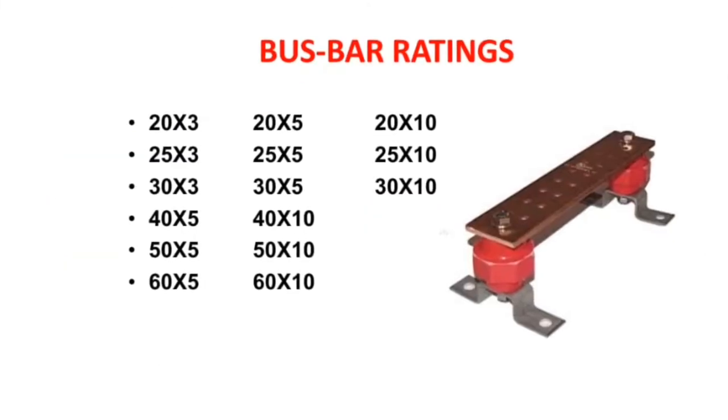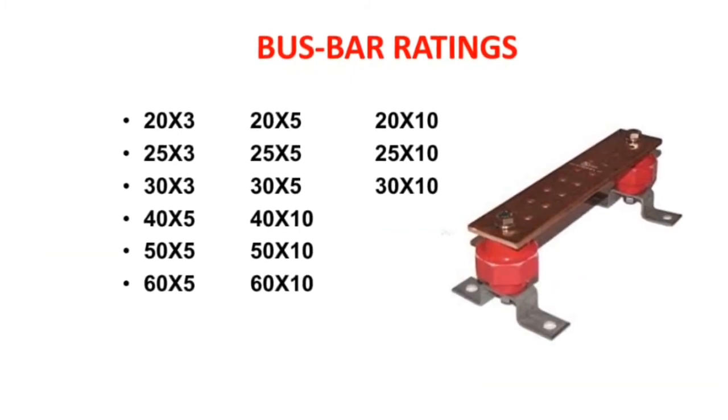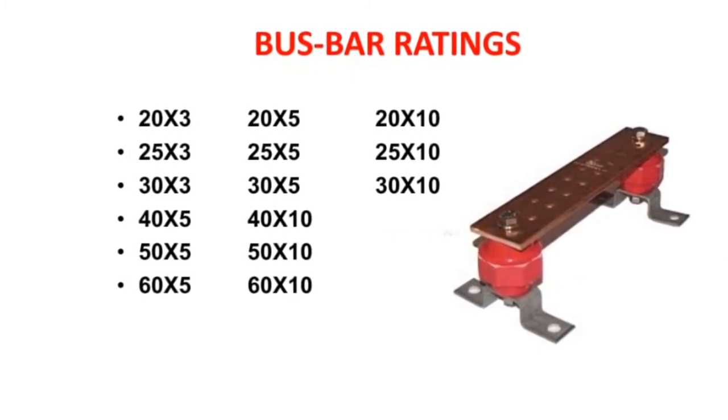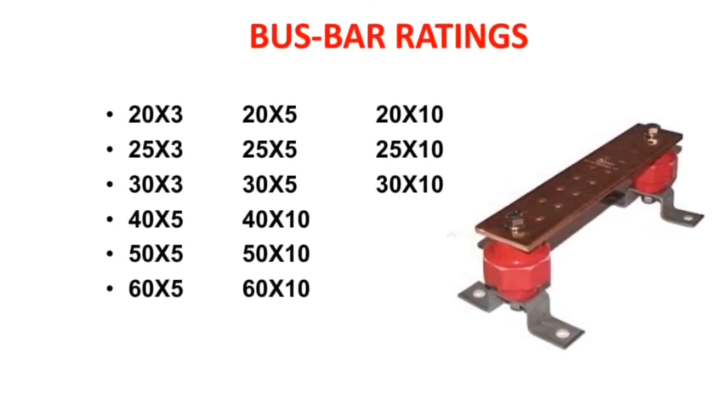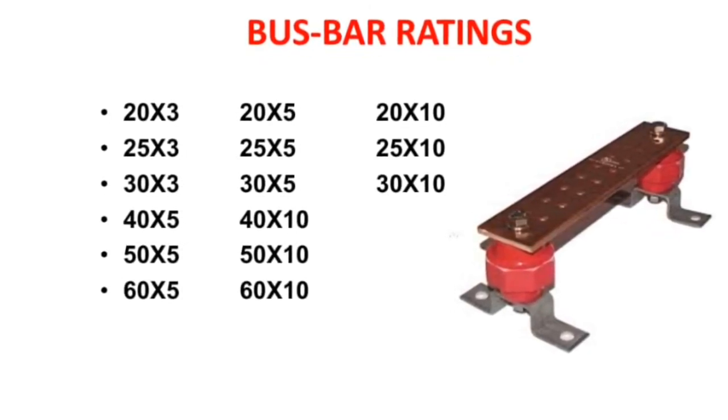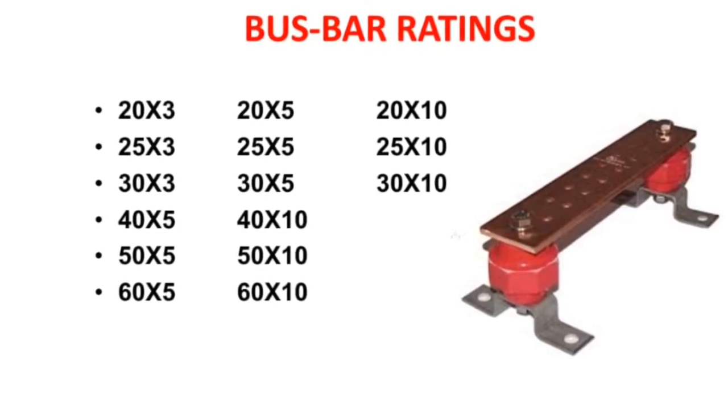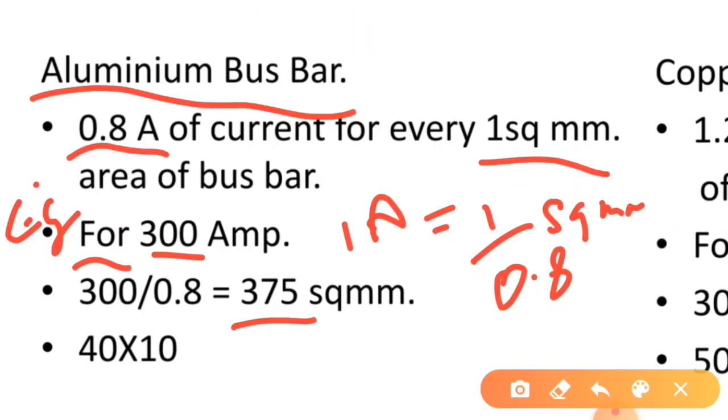But busbar ratings which are available in the market are specific, like 20 by 3, 20 by 5, 20 by 10. So we will choose a combination of rating which is equal to or more than the calculated rating, right? So for the calculated 375 square mm, we have 40 into 10 square mm of busbar. Here 40 can be width and 10 is thickness. So friends, this was the calculation for aluminium busbars.